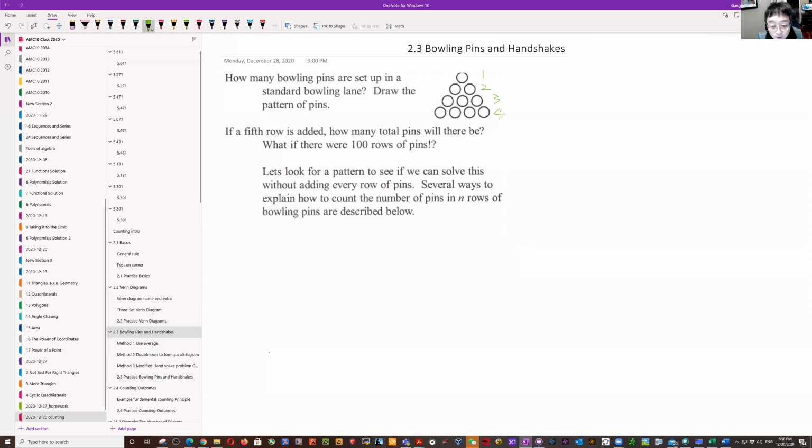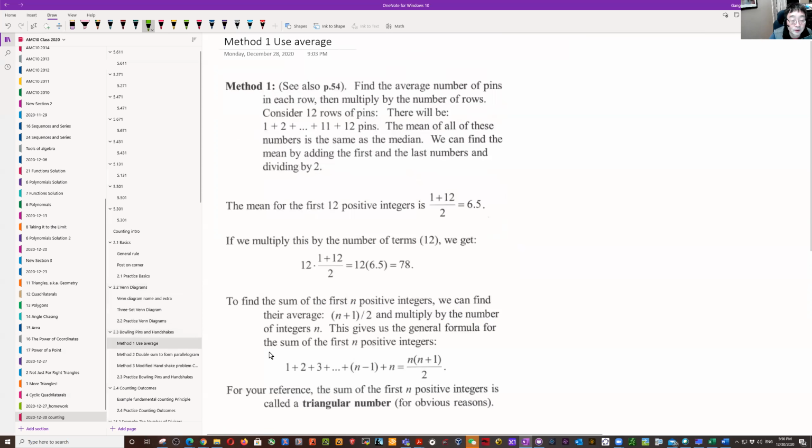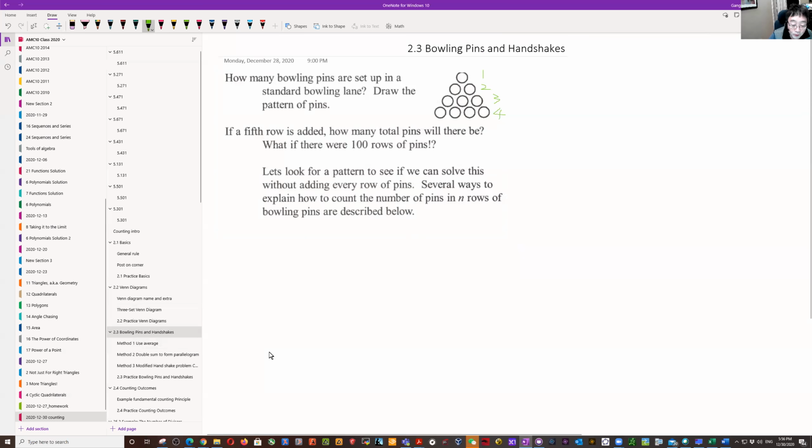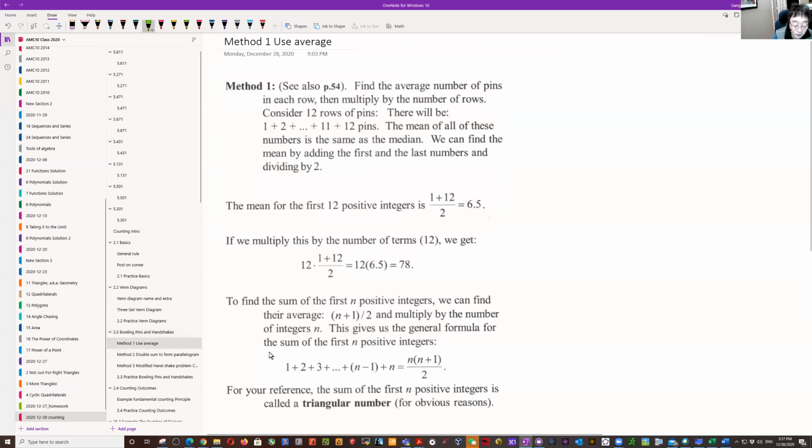We're going to use 3 methods to count it. The first method uses the average. The reason behind it is that for any arithmetic series, it's not limited to 1 to n, anything. You can take the average of the first one and the last one, then multiply by the number of terms, the cardinality of the sample, and you will get the total.